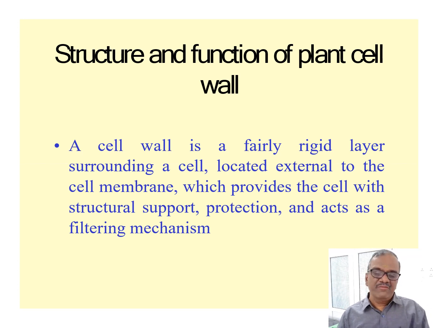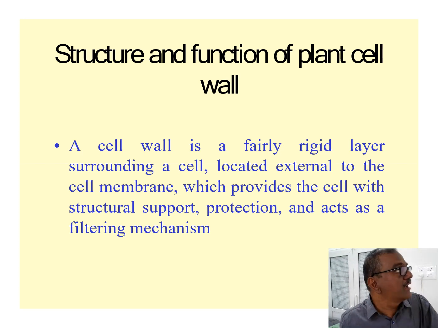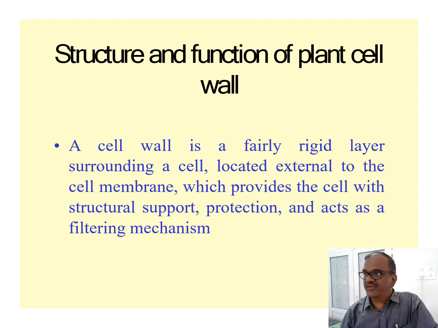So today we are going to see about the structure and functions of the cell wall. Especially, you know that we have already discussed the bacterial cell wall. Today we are discussing the plant cell wall. In that, a cell wall is a rigid layer surrounding the cell, next to the plasma membrane. Okay, the plasma membrane is present in both the plant cell and the animal cell.